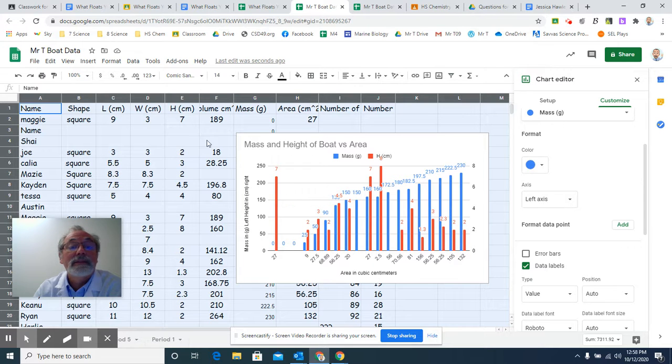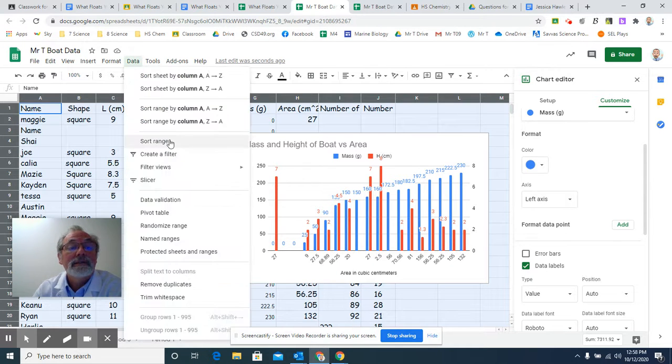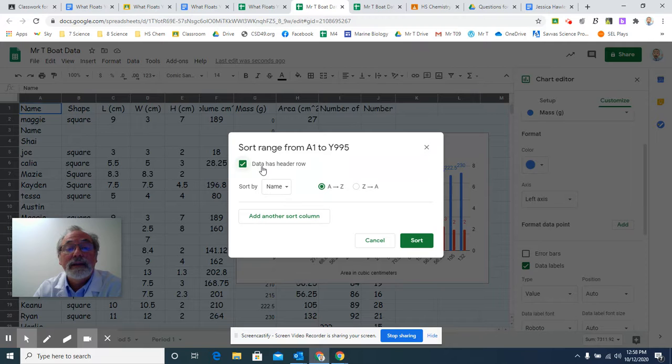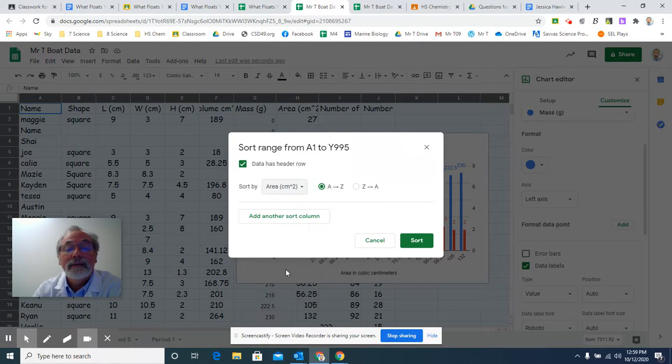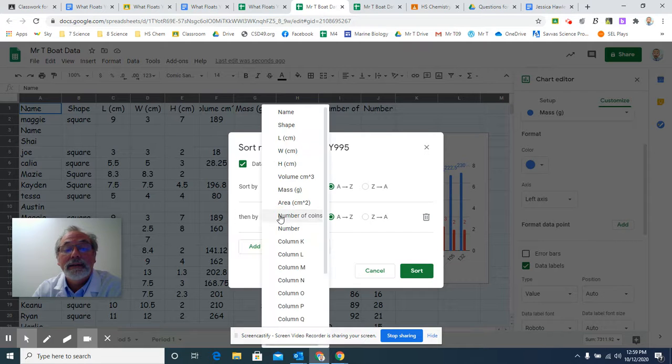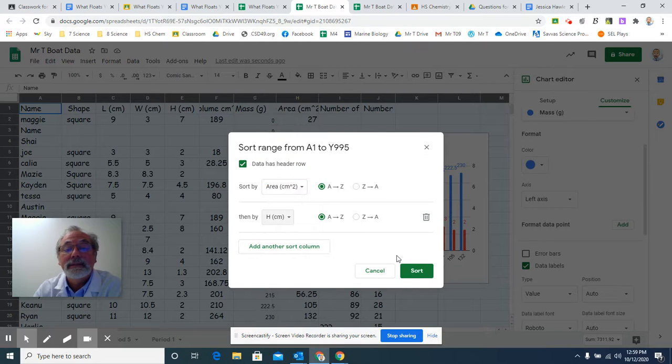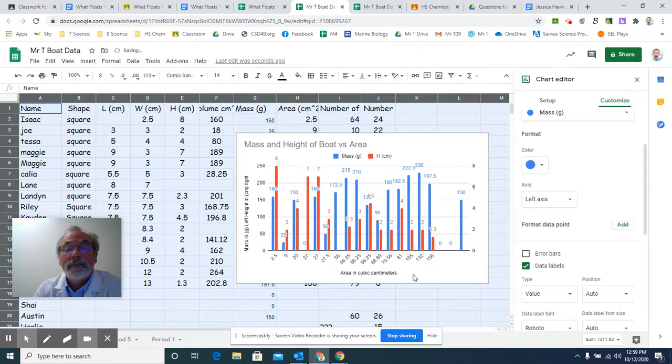Let's do data, sort range, header row. Let's do area by height. And do that. Now it's done something differently. But we're really trying to find out which boat carries the most. So going through those graphs, which one of those makes the most sense for you to analyze to use?